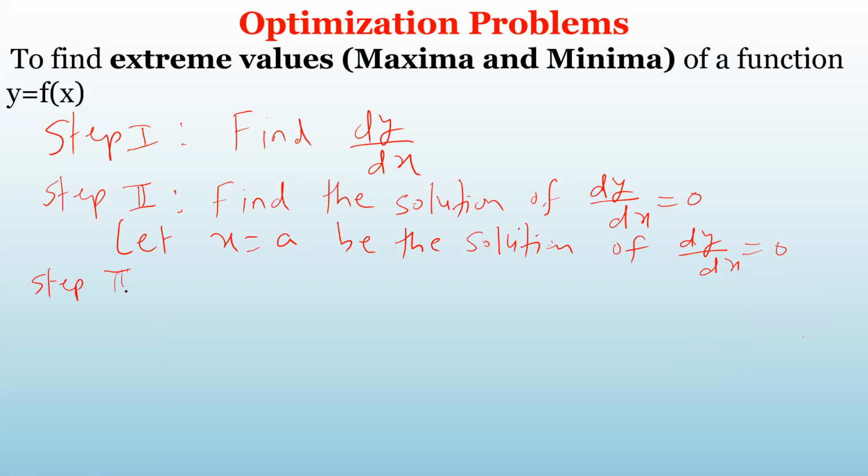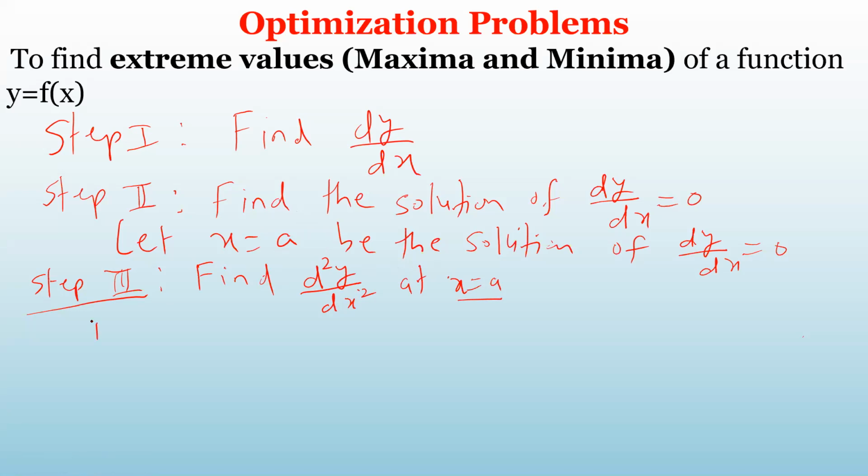The third step is the most important step, which will decide whether your function has maximum or minimum value at the given point. I mean, whether the maxima or minima will be attained at this point, that will be decided by the third step. So what is the third step? In the third step, we find the second order derivative of y at the point x is equal to a, which we have got here as a solution.